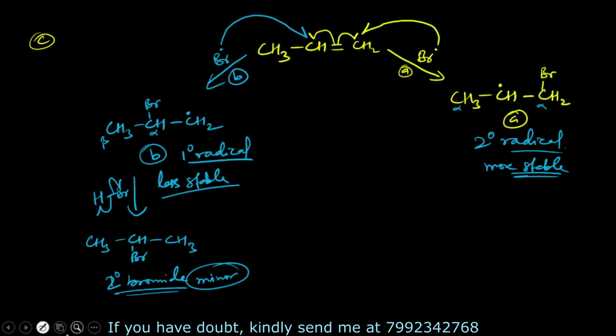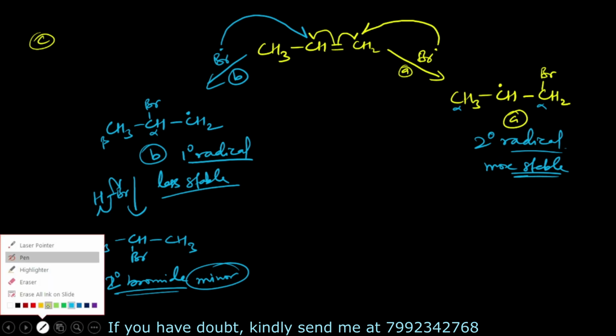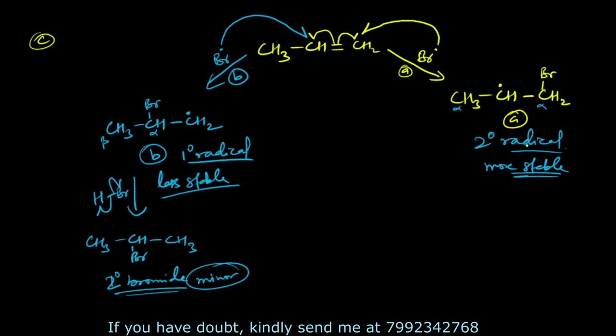Now, if this one is your more stable radical, what will happen here also? You can take this HBr as H radical and Br radical. Now, what will happen? This radical will come over to this hydrogen and it will form a new bond. So CH3, CH2, and CH2Br we can write. So this is your 1 degree bromide.